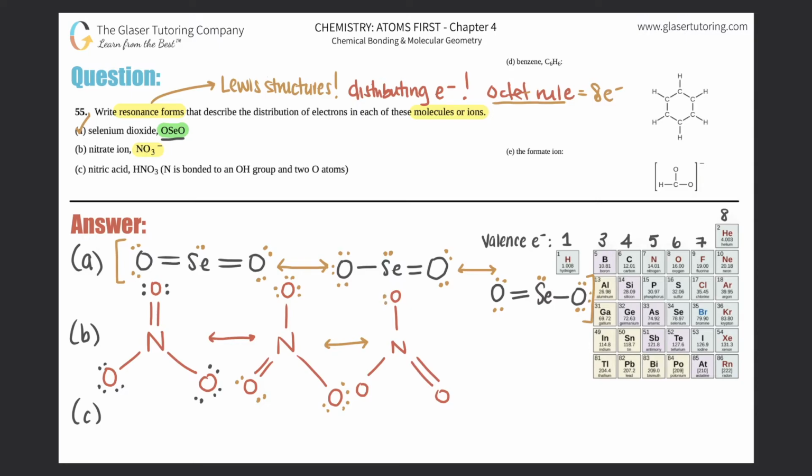So this one will still have 3 pairs. This one will now only have 2. And this oxygen will have 3 pairs. And there you go. We played fair, right? We brought the double bond to all 3 of these oxygens, and that's the end of the road for this one.